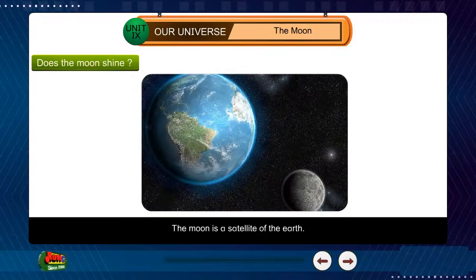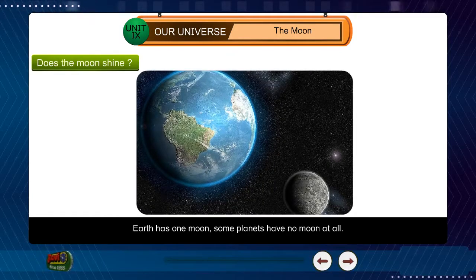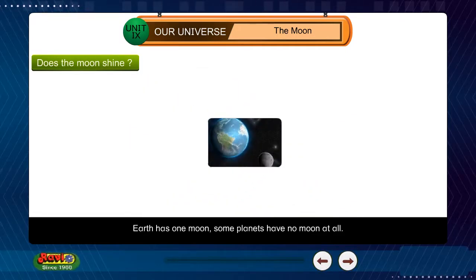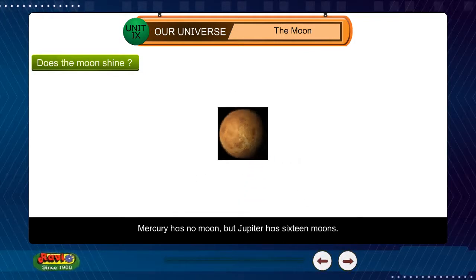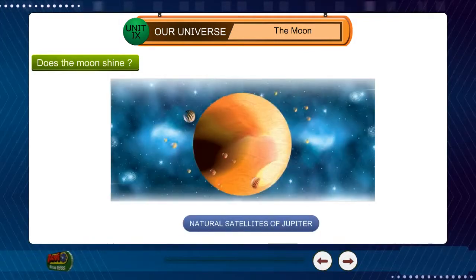The moon is a satellite of the Earth. Earth has one moon. Some planets have no moon at all. Mercury has no moon, but Jupiter has 16 moons. Natural satellites of Jupiter.